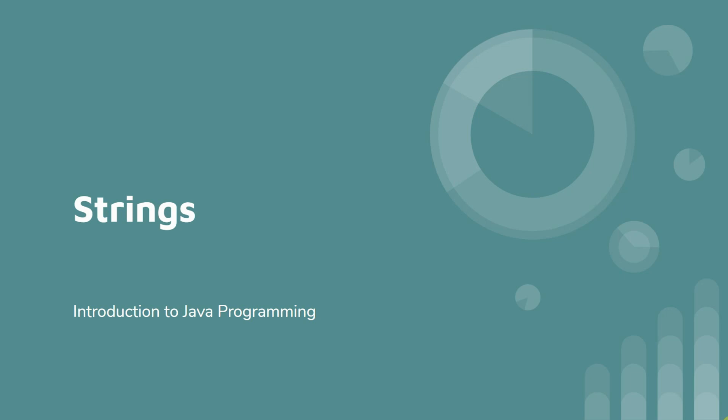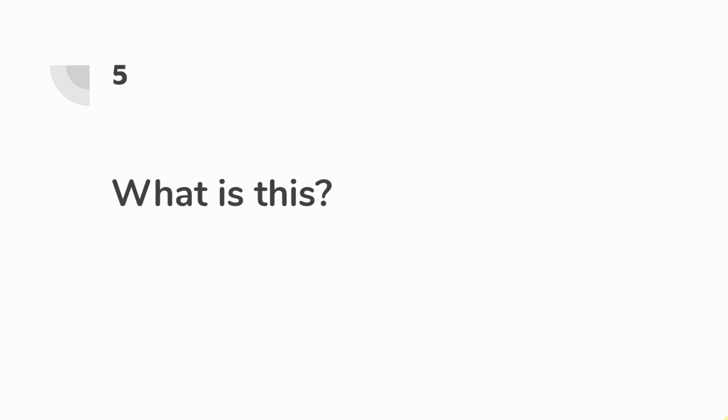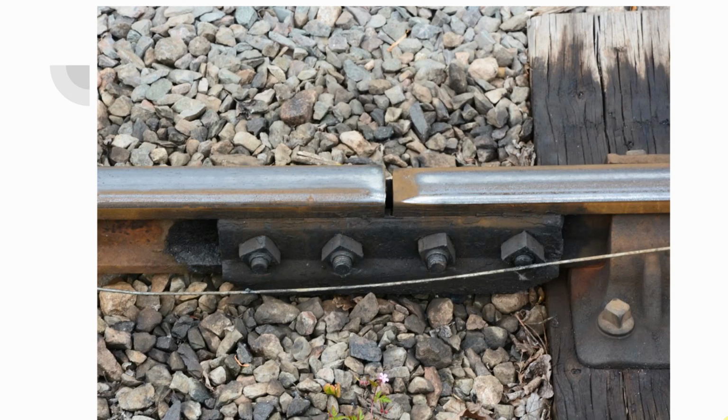In this episode, we'll talk about strings. So anything in double quotes is a string, as you can see here in this example. What is 5? It's a number because it's not enclosed in double quotes. What is this? This is a joint. This is joining two rail tracks together.